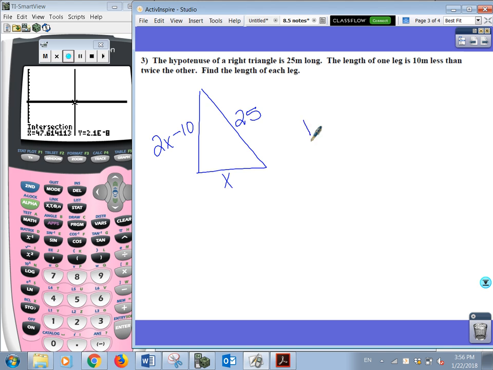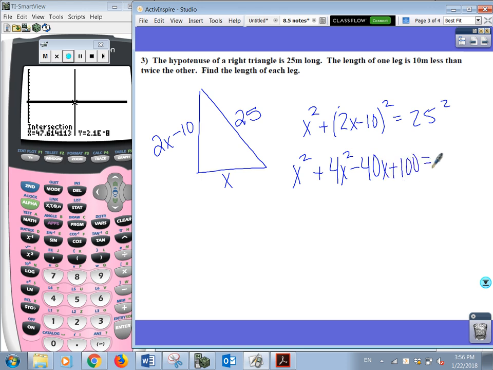So how do we find the length of each leg? It's a right triangle. A squared plus B squared equals C squared. So we have x squared, then I'm going to square that. I get 4x squared minus 40x plus 100. Again, this would be a non-calculator problem. So 5x squared minus 40x. You need to set that equal to 0.